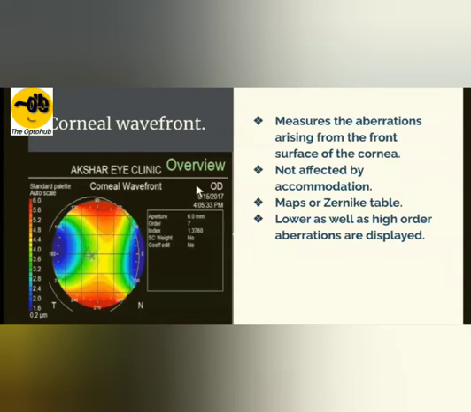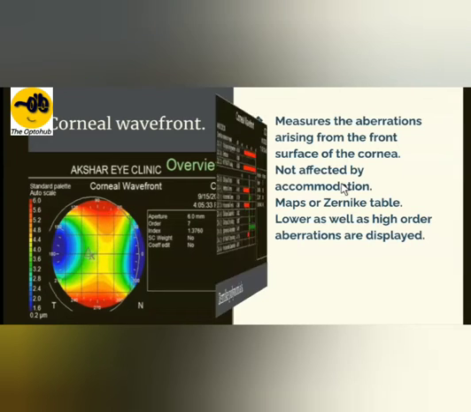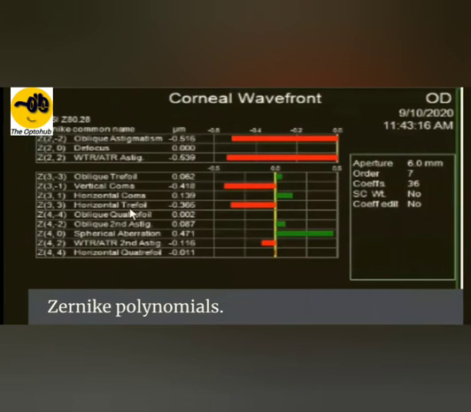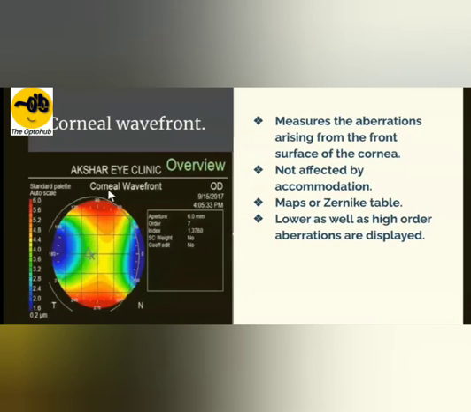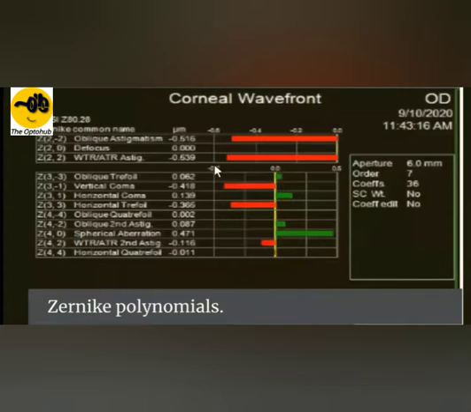But this one will not tell you the spherical correction because it's not emitting rays up to the retina. It's only measuring the first Purkinje image. It can give you the analysis in a map form, or else in a Zernike polynomial form. So basically it tells you which aberrations are there in the anterior surface of the cornea, and how much of that aberration is present.